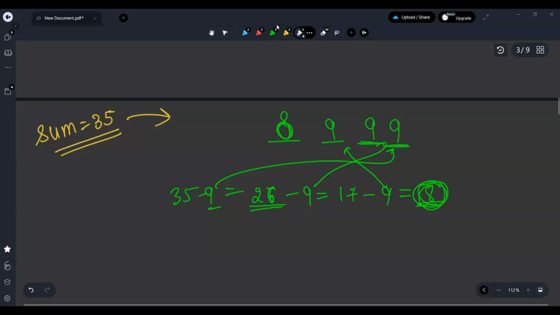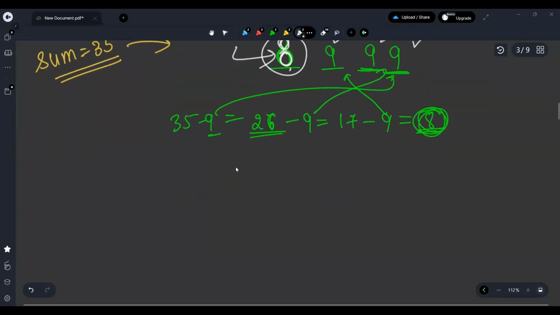Okay, so that is the approach for the sum. We have to keep as many 9s as possible, and at the front, whatever number is left, we keep it as it is. Now here comes a test case which will fail here, like 0, 0, 0, 8, 9, 9. What if this happens?